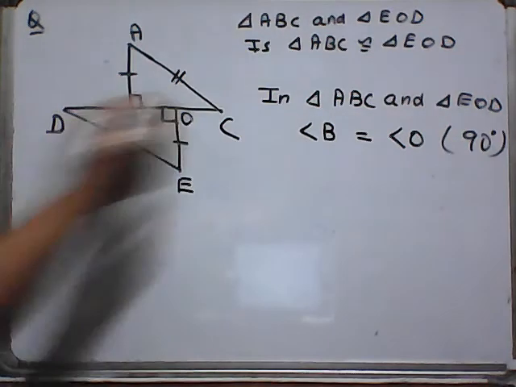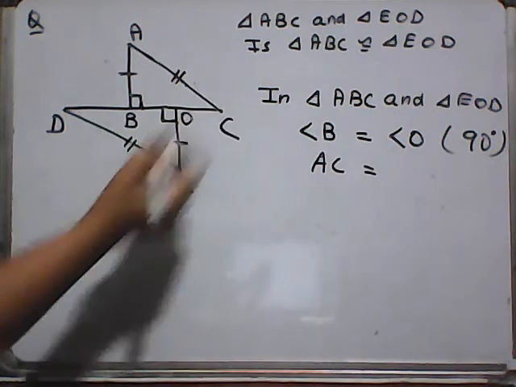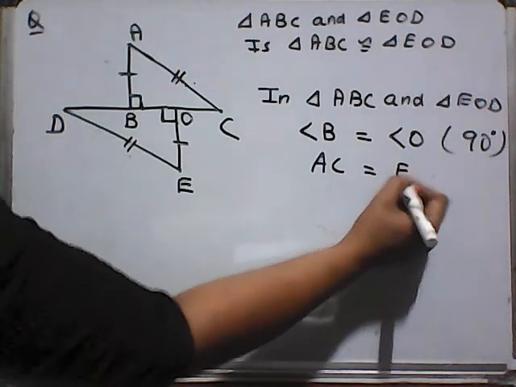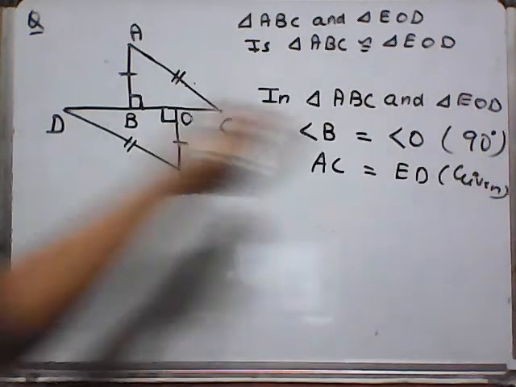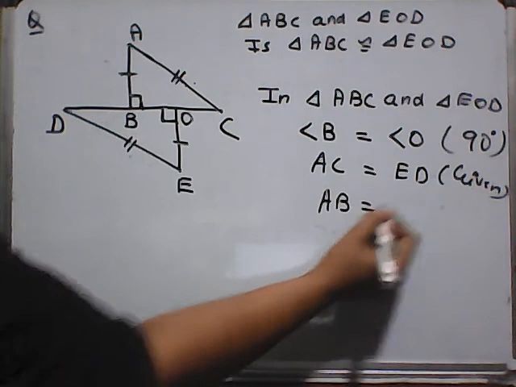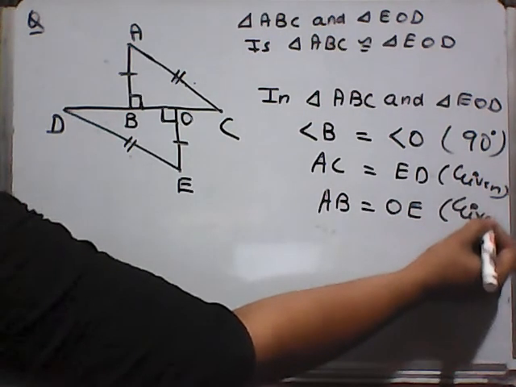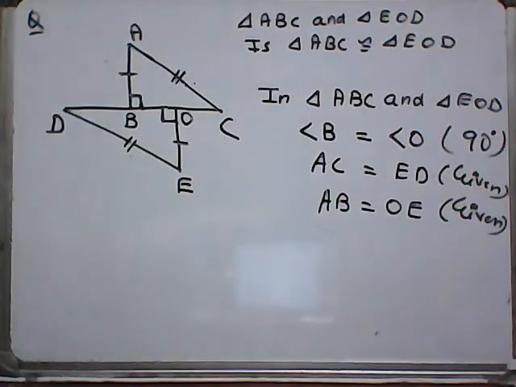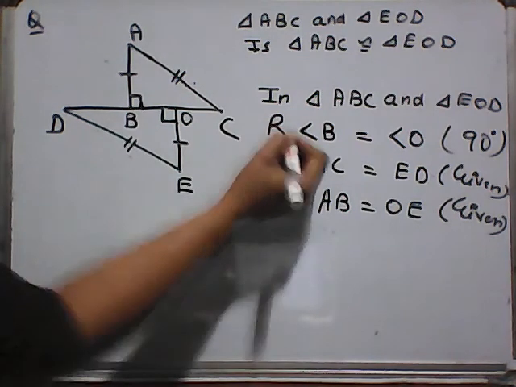Next, side AC is given to you, that is equal to ED side. It is given to you. Next equal part is AB. Now AB side is equal to OE side. It is also given to you. Now angle B is equal to angle O. Each angle is 90 degrees. So both triangles are right angled triangles.